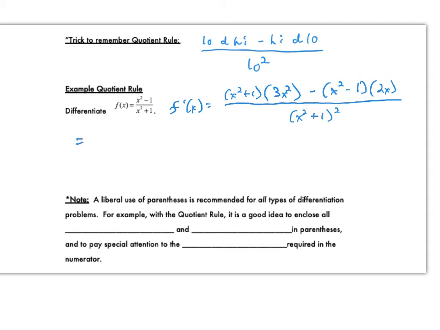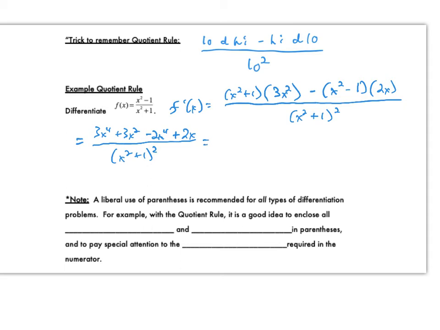Okay, so now this is a case of algebra later. We've done the calculus steps, so now let's clean up the algebra and see what we get. So we're going to get 3x to the fourth plus 3x squared when we distribute. And then it's going to be minus 2x to the fourth. And then if I get this right, it should be plus 2x. And then this is all over x squared plus 1 quantity squared.